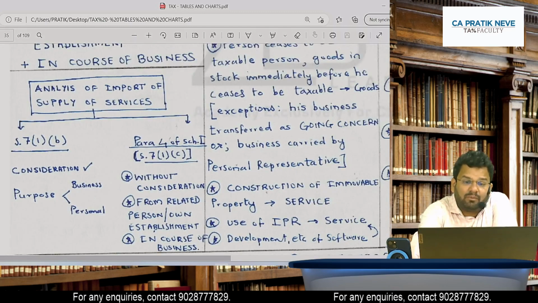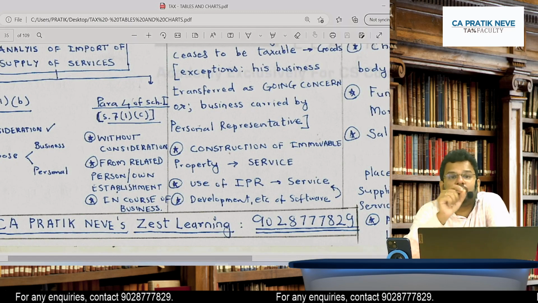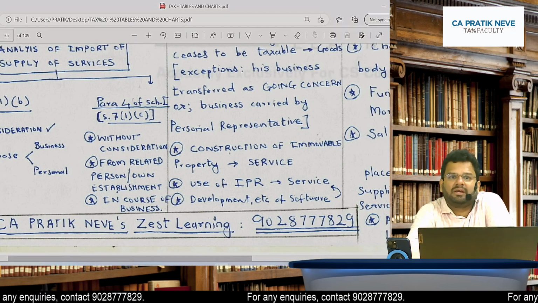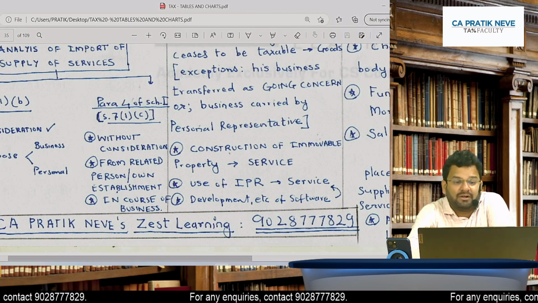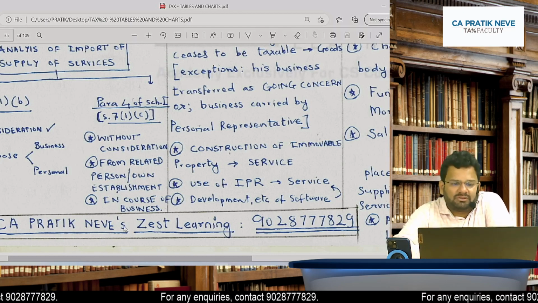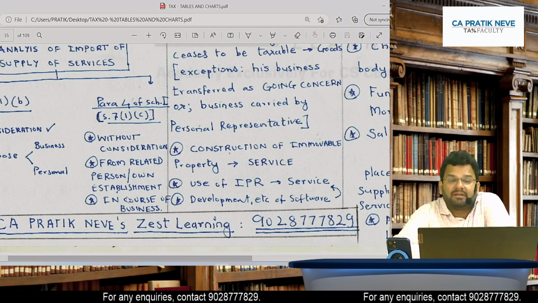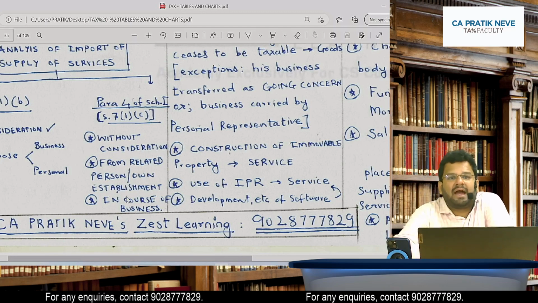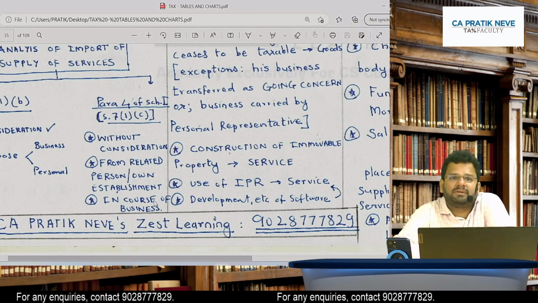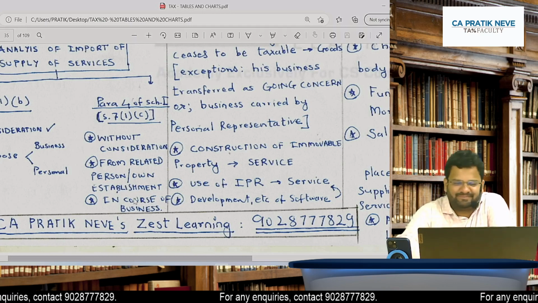Secondly, there is one more import of service, that is in para 4 of schedule 1. That's what we are checking right now, schedule 1's para 4. In that, of course, it could be without consideration, but it has to be from a related person or own establishment. And of course in the course of business. Agreed? Got it, all of you?